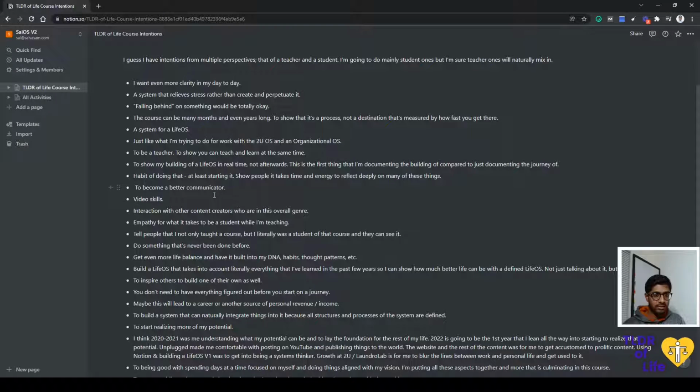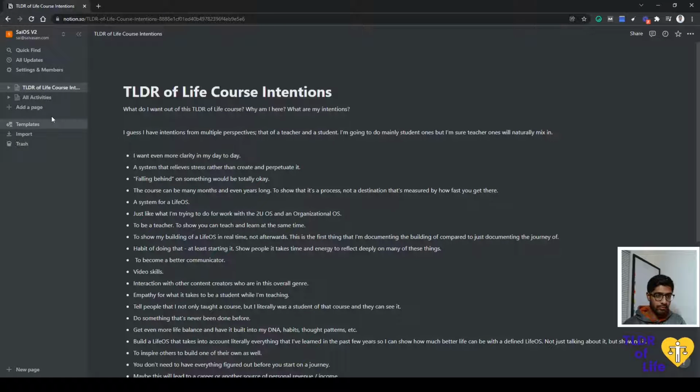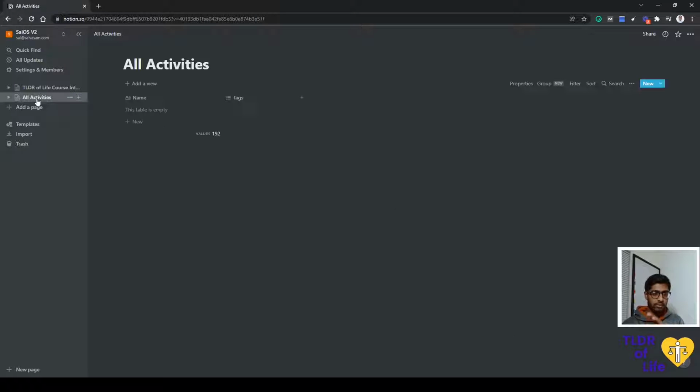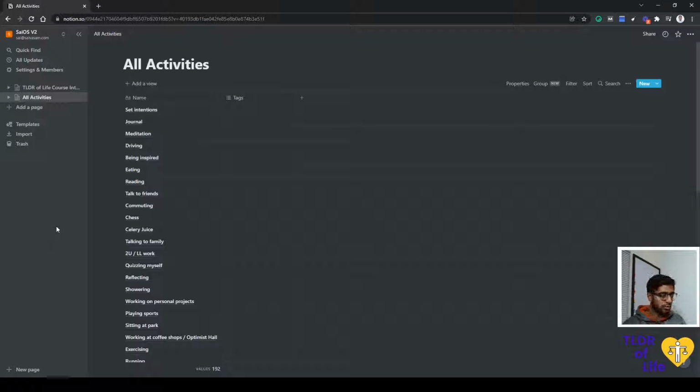For me, here are my course intentions that I just showed you. And now I created a second page, which I called All Activities. This is a database in Notion, so don't get too scared away here, but this is the other type of page or database that will exist in Notion. As you can see, there are 192 things that I've written down here, and I'm going to keep adding to them as the week goes on.